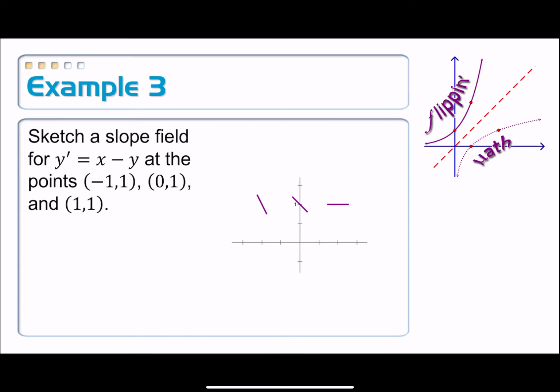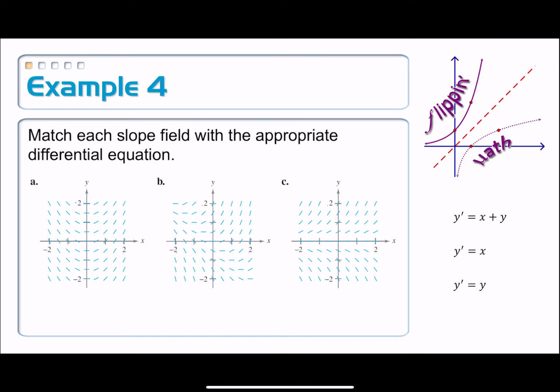All right, let's take a look at some of these where we have slope fields already generated for us, and we're trying to match them up. We've got 3 slope fields and our 3 differential equations to try to match them with. y prime is equal to x plus y, y prime is equal to just x, and y prime is equal to y. So I'd like for you to pause the video right now and see if you can visualize which one of these differential equations goes with which slope field.